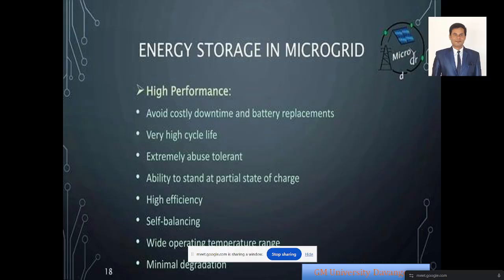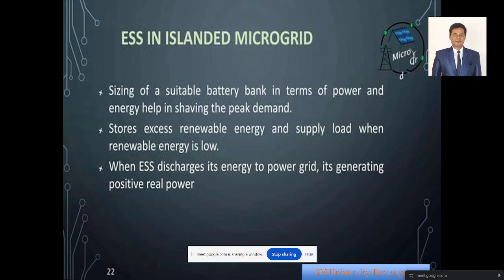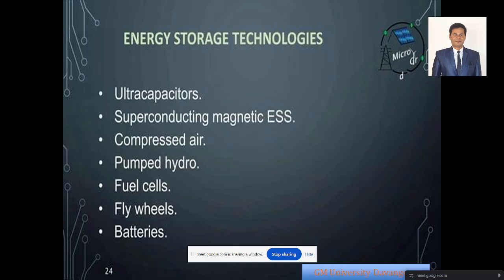Energy storage will have high performance, very good life cycles, and high efficiency. It has safe operation, it is more sustainable, and it is environmentally benign, with no corrosive acids. It also has a low acquisition cost, certain dollars per kilowatt hour, and there is no regular maintenance. As I told you, the life cycle may be around 5,000 to 6,000 cycles, which may last 5 to 6 years or even 10 years. So these are the characteristics of energy storage in microgrids.